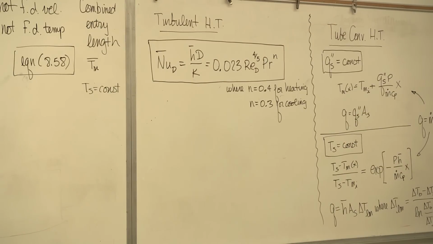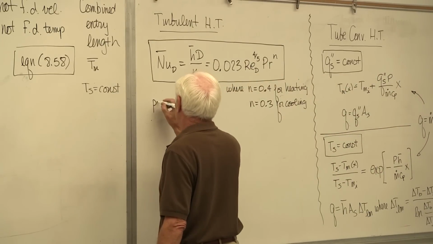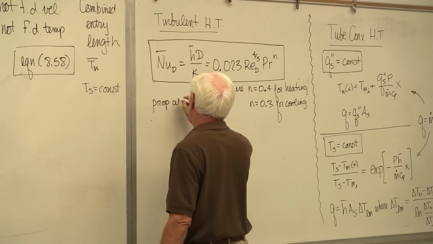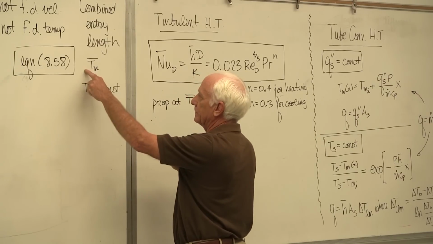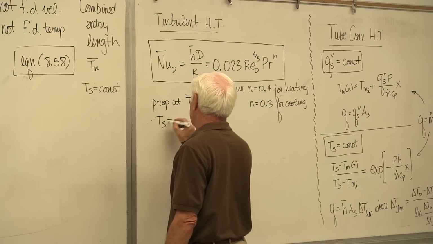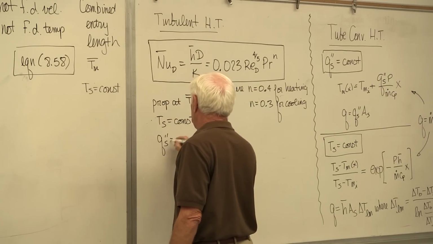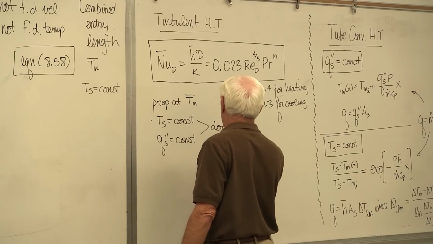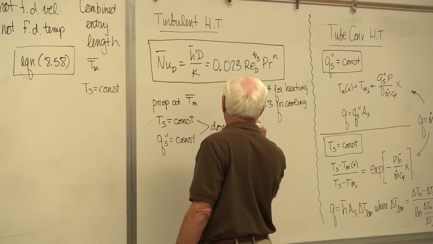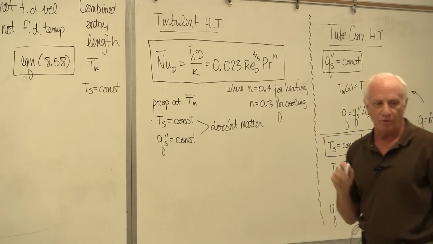Okay. Now, this one: properties at T mean bar. Just like this, this is Ts equal constant, Qs double prime equal constant. Doesn't matter, it's valid for both.